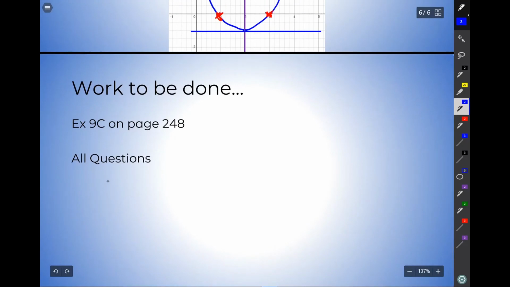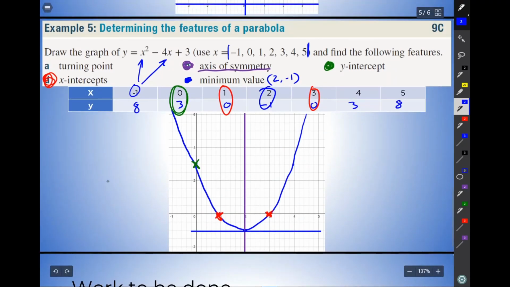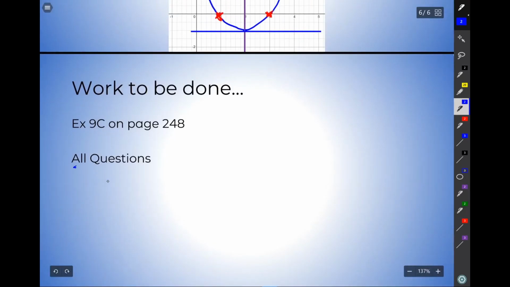Alright, so you're going to have a bit of practice on a question similar to this. And again, I've asked you to do all the questions, but there's only 5 or 6, so it shouldn't take you that long. Let me know if you need any help. Thanks, guys.